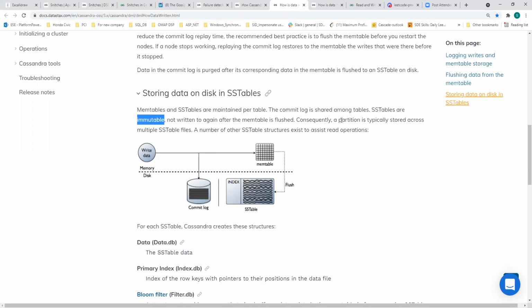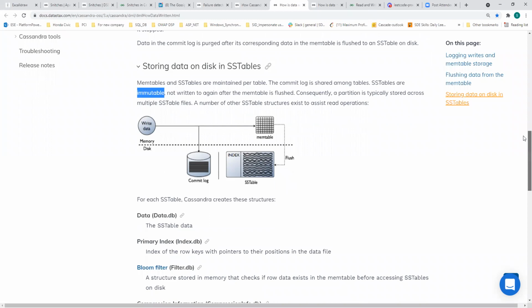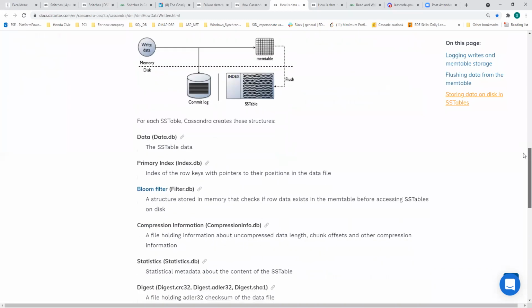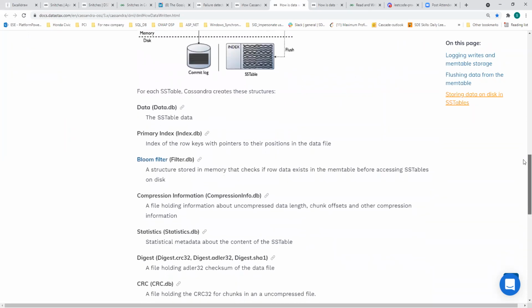Yeah, that is right also, right? Because your partition might be at different locations, so you'll have to store it in different SS tables, and SS table structure exists to assist read operations also. That is also right. And then they discuss something about how it is stored in Cassandra.